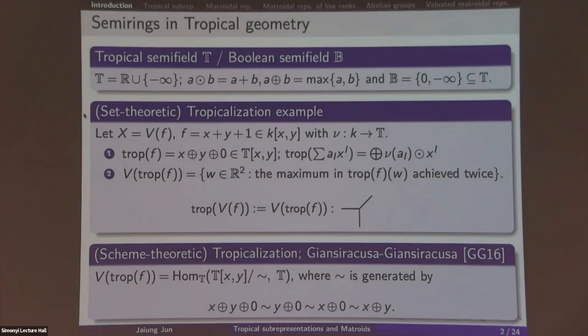The idea is fairly simple. If you have the condition that the maximum is achieved twice, you can change that condition into what they call a bend relation. You can check that the condition is the same as looking at the congruence relation generated by this. You start with x plus y plus 0, and at each step you remove one monomial and identify them, and you look at the congruence relation generated by that. That is going to be the coordinate semiring of your tropicalized variety. And by taking T-points, you recover the set-theoretic tropicalization.